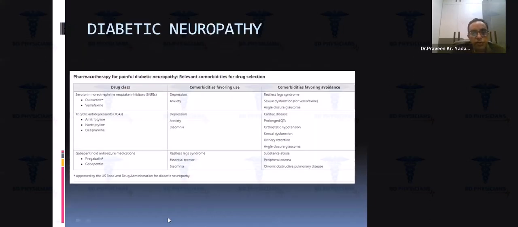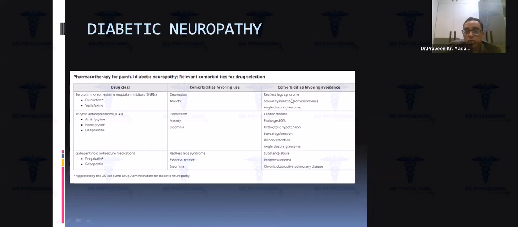Now, this is a chart from the Continuum of the American Academy of Neurology. You can see they have given the drug classes as SNRIs, which is duloxetine and venlafaxine. And if there is depression and anxiety, these may be very good drugs because they have good action in the depression and anxiety.